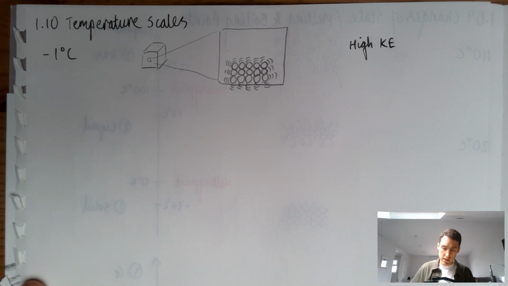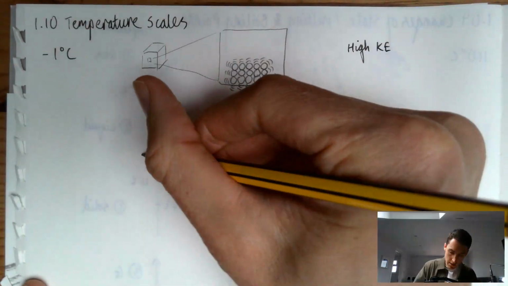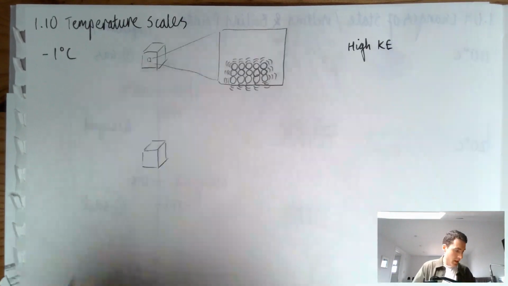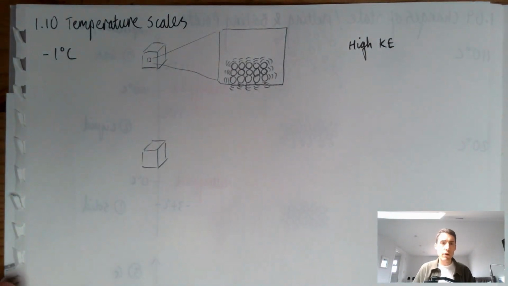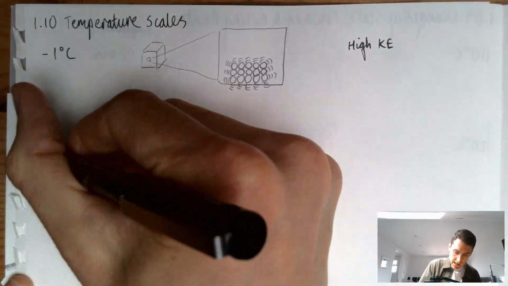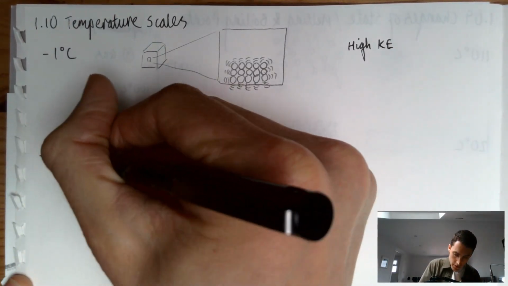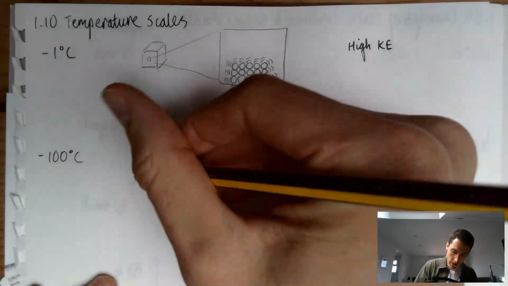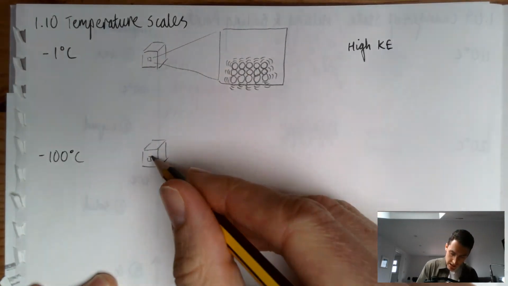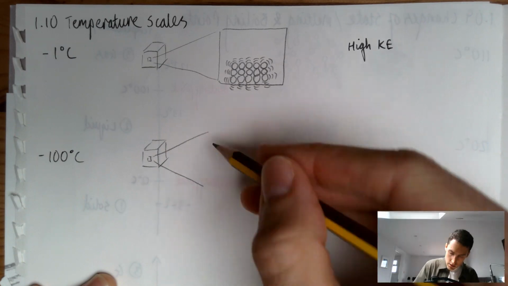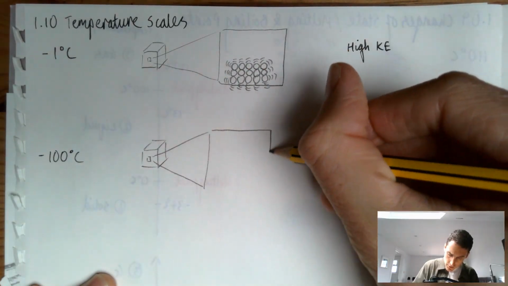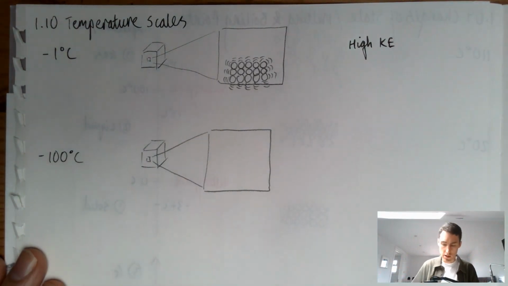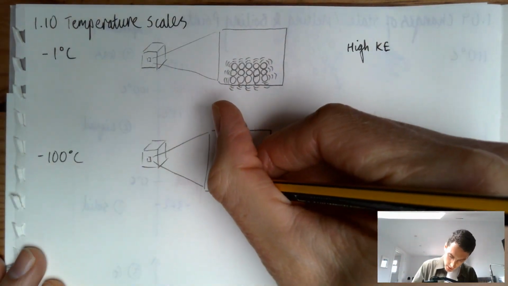Now I'm next going to ask students to imagine that I take my same ice cube and I put it in a really powerful freezer, and I take it down to -100 degrees C. And I ask them to think, okay, if I were to zoom in on the particles in this ice cube that's now been cooled a lot down to -100 degrees C, well, what would my particles look like?